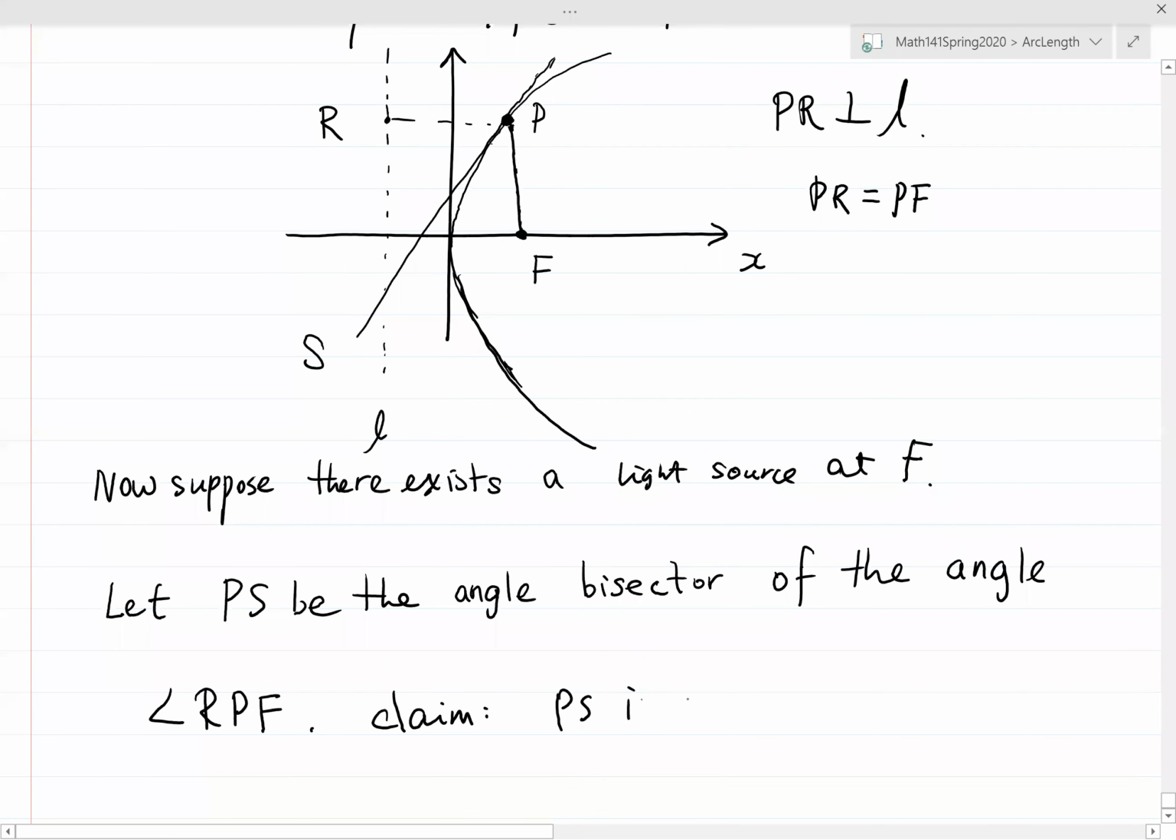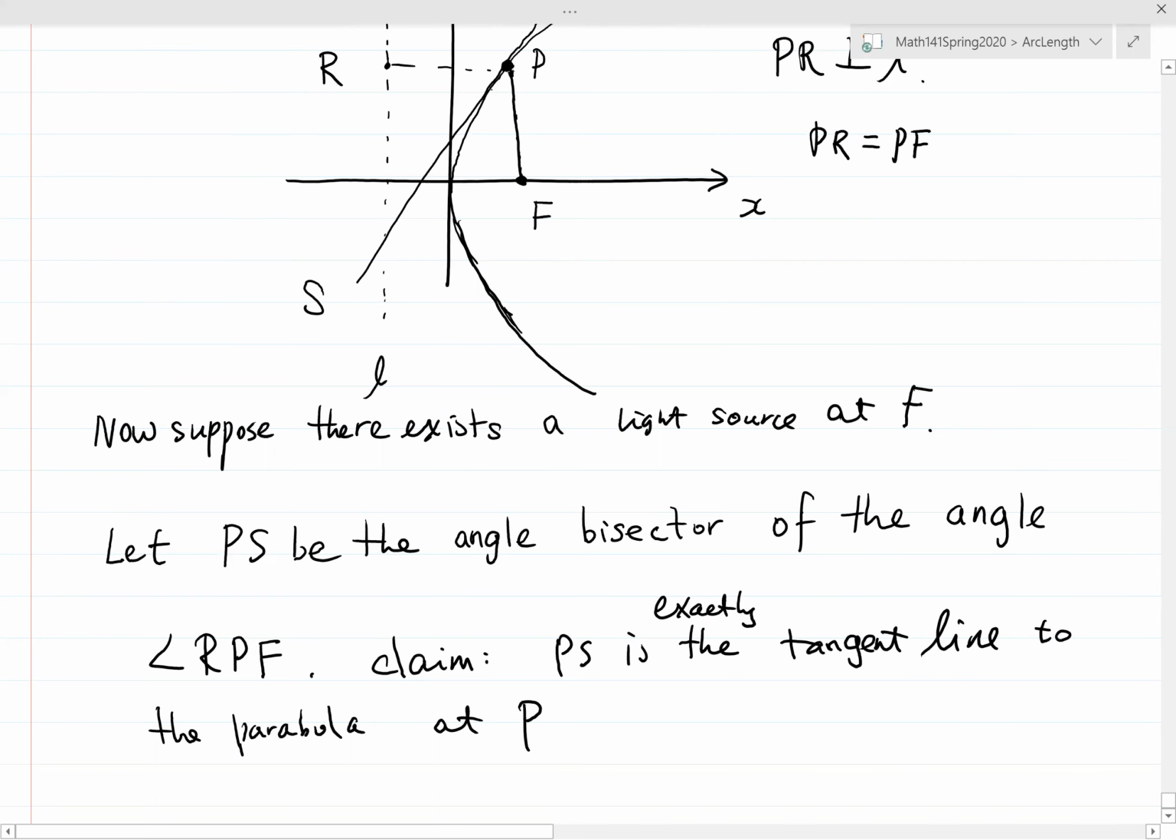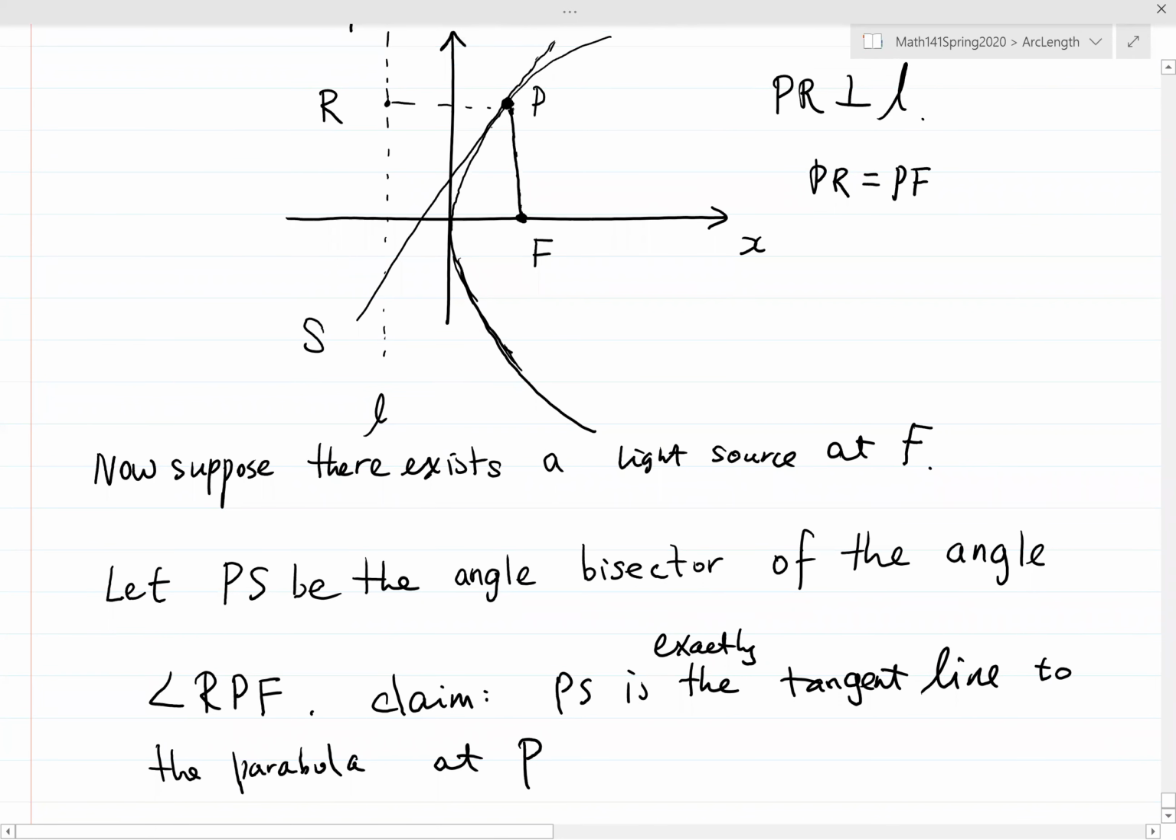Now suppose we claim PS is exactly the tangent line to the parabola at P, tangent at P. Assume this claim for now. We will later show this. Then you see what happens.